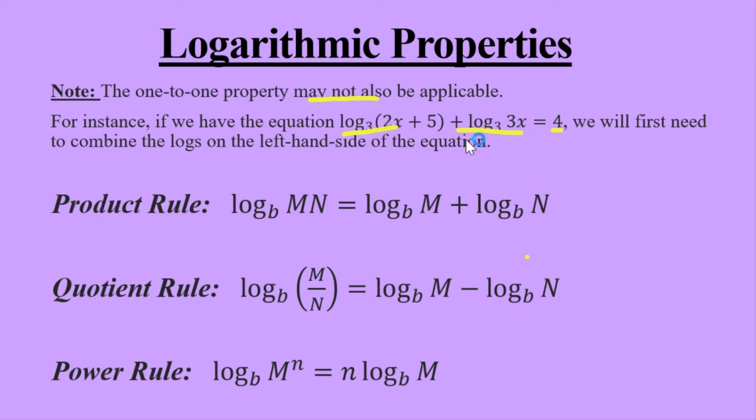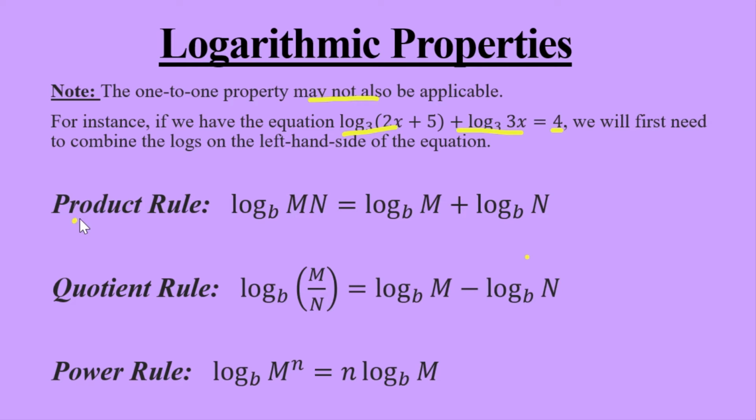on the other side. Well, in this case, we have two logs on the left-hand side and no log on the right side. So the one-to-one property would not be able to apply in this case. That means we would need to combine the two logs that we have on the left side. And so we have three new rules that we can apply in order to combine logs.